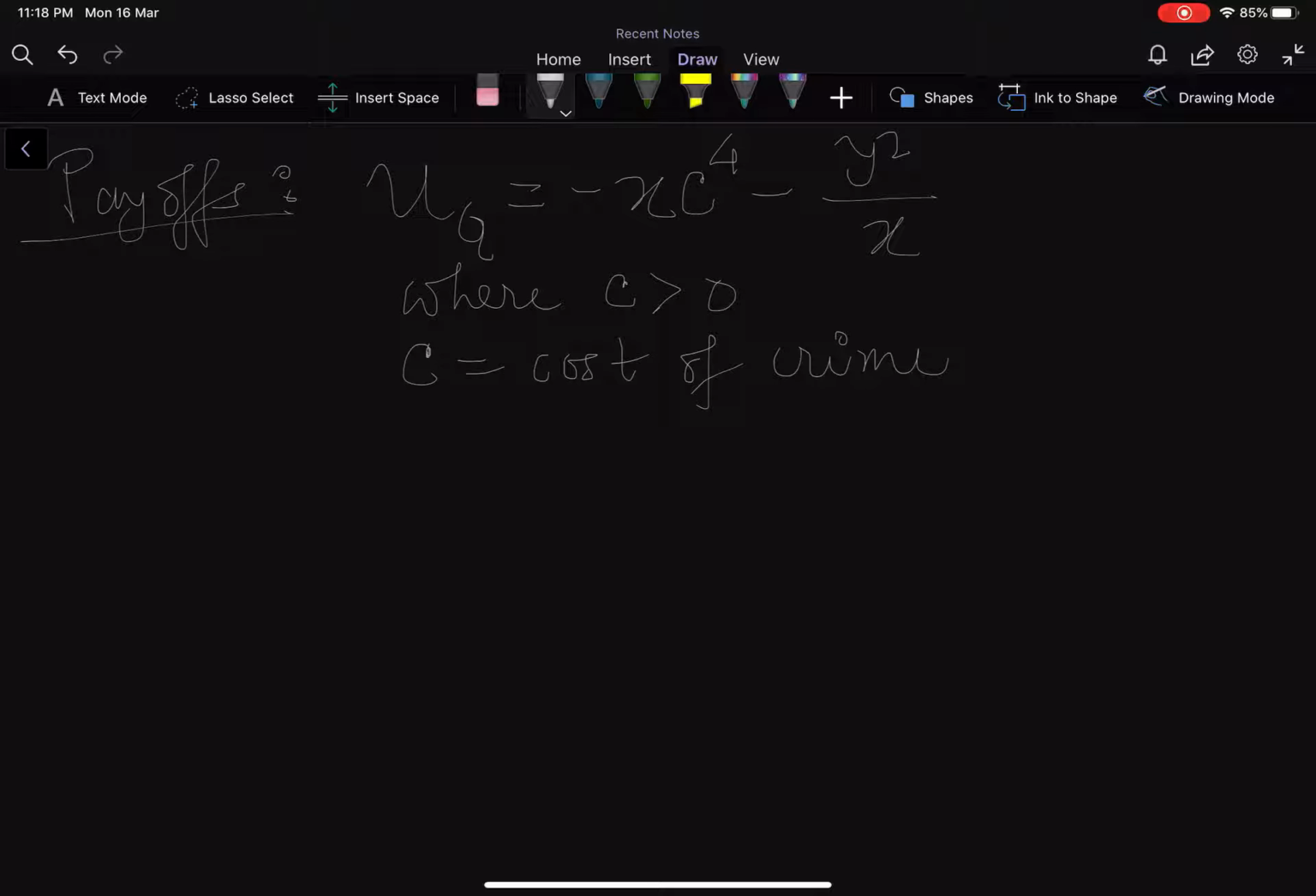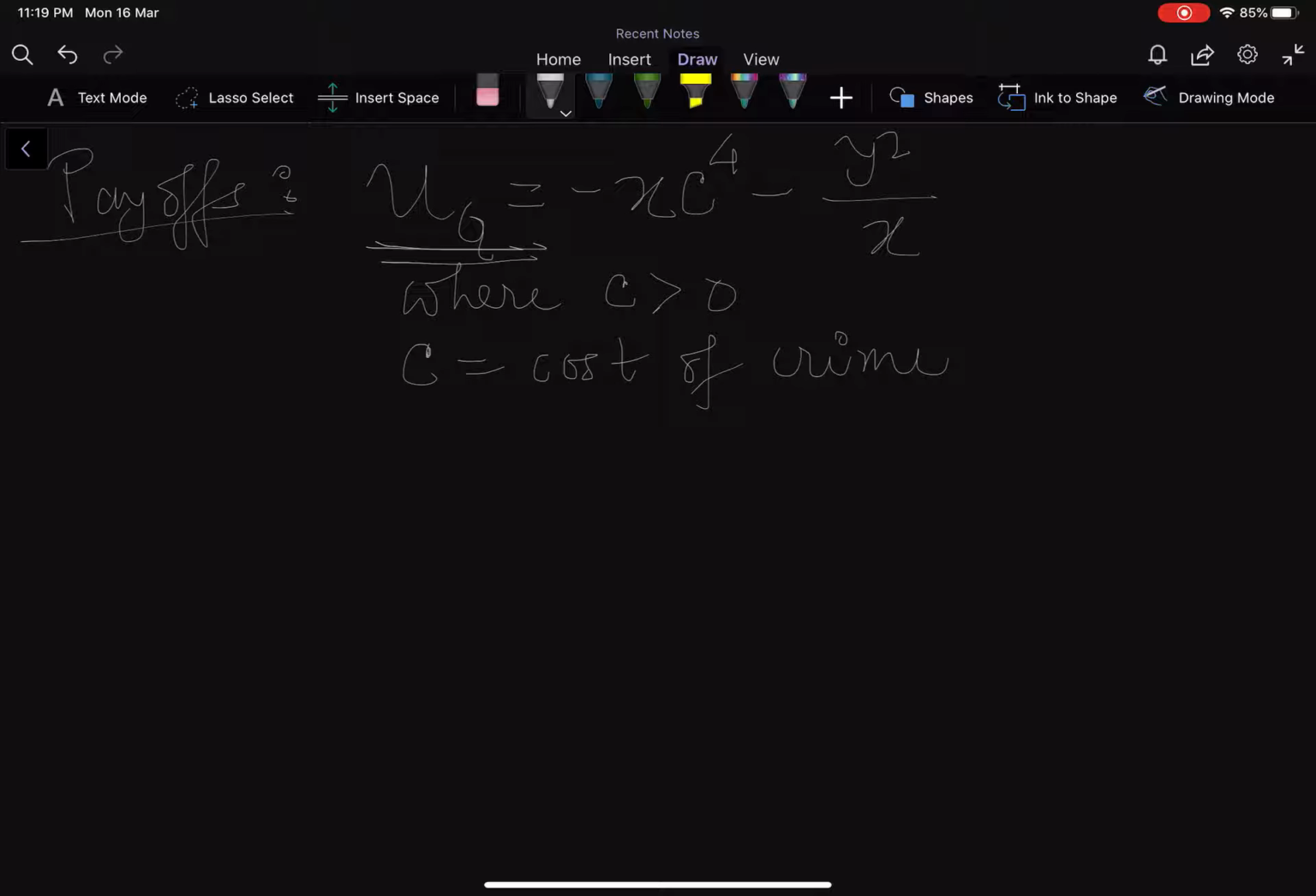These are the payoffs. First, I've already written the payoff of the government. UG is given by minus x c to the power 4 minus y square by x, where c is some positive constant, a parameter. Why c to the power 4 rather than just some other constant c? You'll see that having this c to the power 4 expression helps us later with the calculation. The interpretation of this parameter c is the cost of crime. So the higher the value of c, the higher the cost of crime for the criminal.